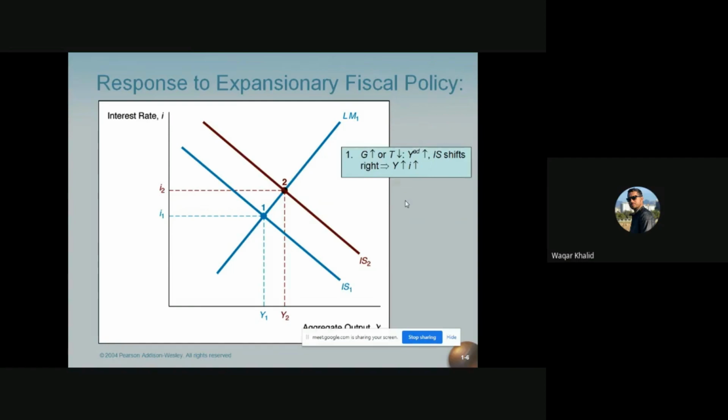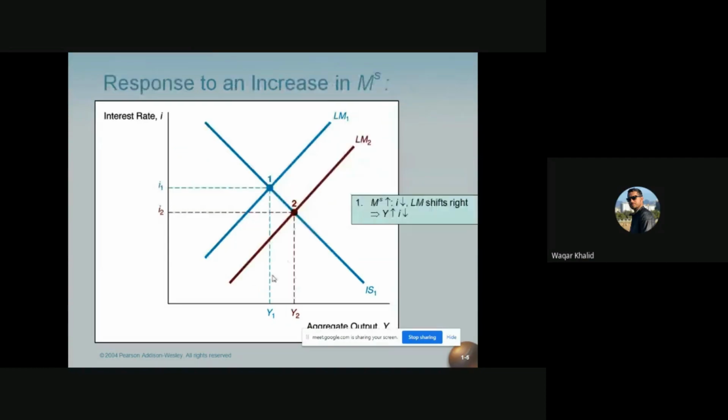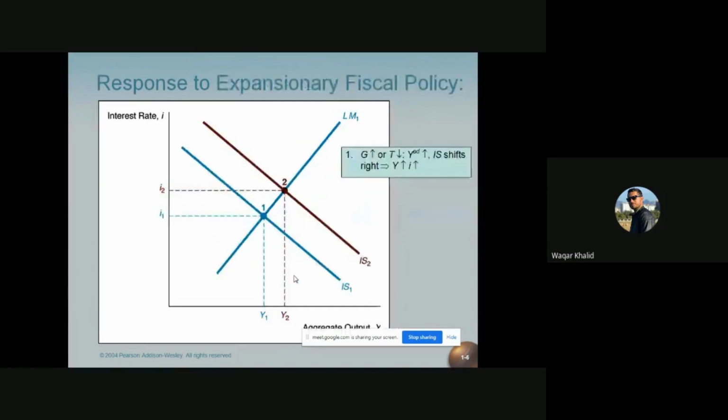What is the result? The level of aggregate output has increased from Y1 to Y2, and similarly, the interest rate has also increased from I1 to I2. But in the previous case, the output increased, but the interest rate decreased. In this case, the output level has increased as well as the interest rate. It means that both the aggregate output and interest rate have increased when the government adopted an expansionary fiscal policy.